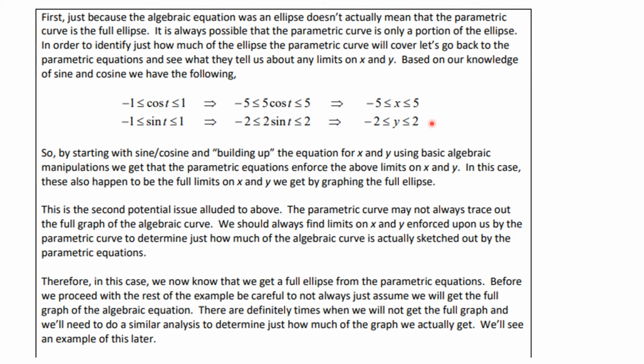Similarly, we will get that y runs from -2 to 2. And so when we build up those equations, we know that in this case, we get the full ellipse. It won't always, but we can use analysis like this to figure that out. To figure the orientation, we will use the derivatives with respect to t.